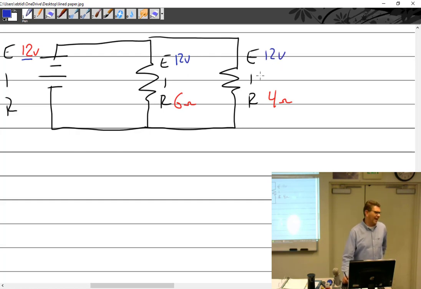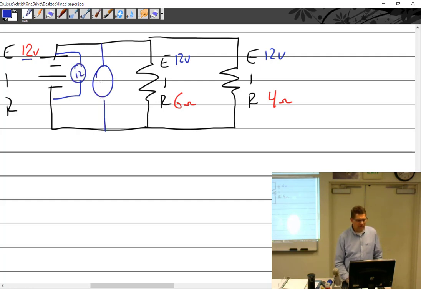Now, wait a minute. Why is that 12 volts? I mean, how come we don't have this voltage drop? Well, why don't you think about it? If I put a voltmeter right here, what's it going to read? If I put it right here, what's it going to read? Okay, same thing. If I put it right here, what's it going to read? It's the same thing, isn't it? Okay, and this wire is really an extension of that wire, so this is also 12 volts. So all that is 12 volts.